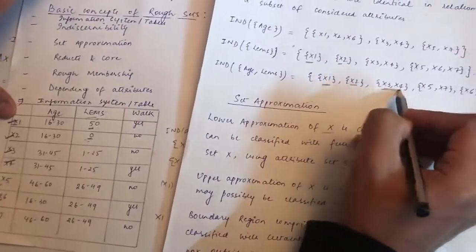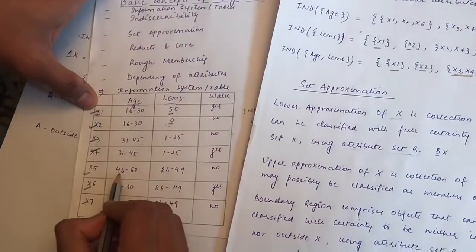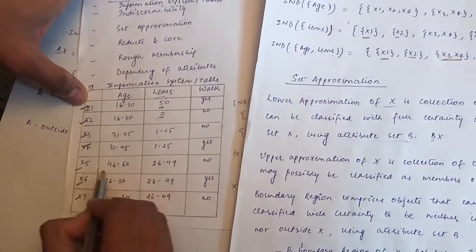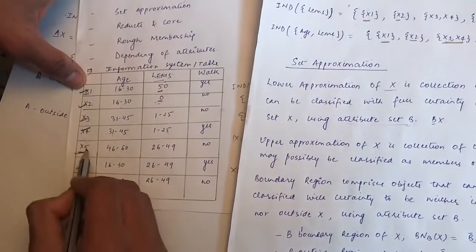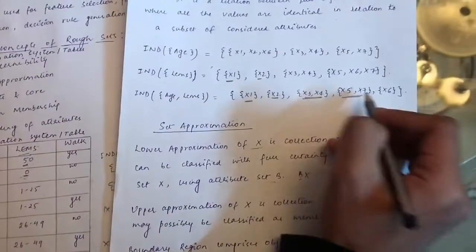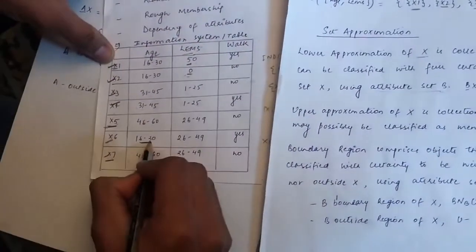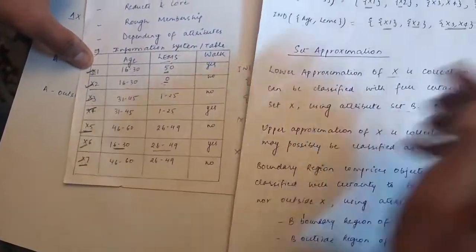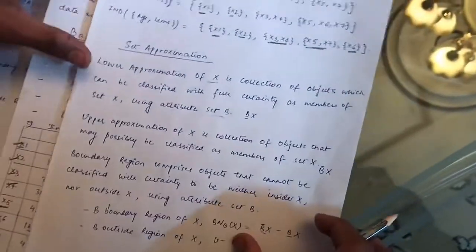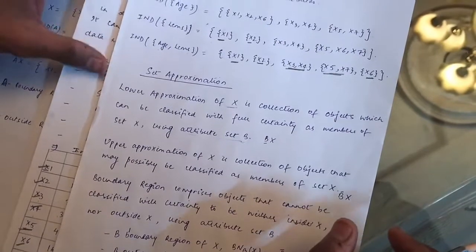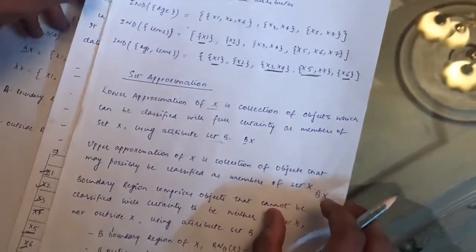So we write x3, x4. Similarly, look at x5, 46, 60, 26, 49. So this is same as x7. So x5, x7, we'll write them together. And x6. x6 is not found in any other tuple. So we'll write x6 individually. Okay. So this is how you find out indiscriminability. So now we have knowledge about indiscriminability. Now we can do questions related to set approximation.